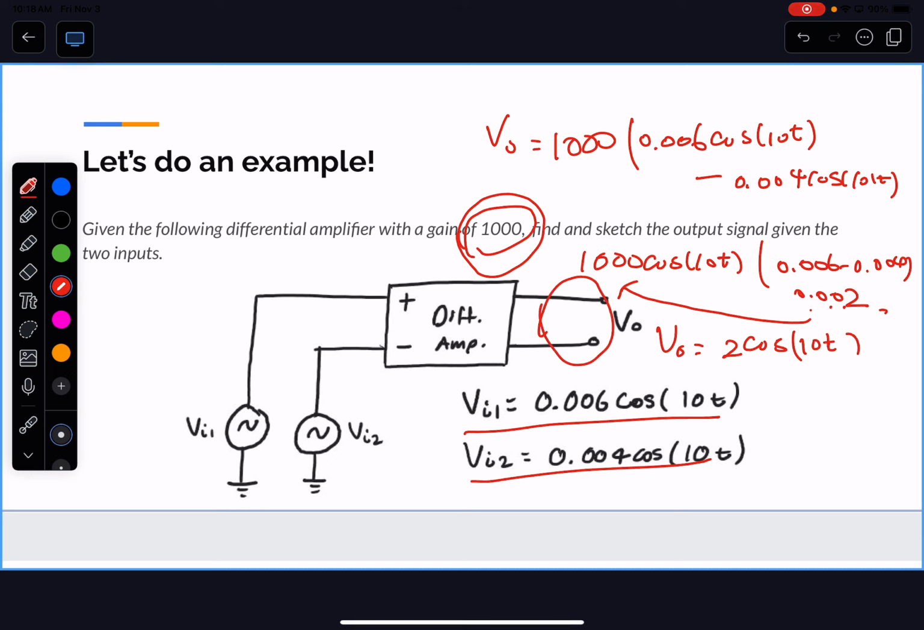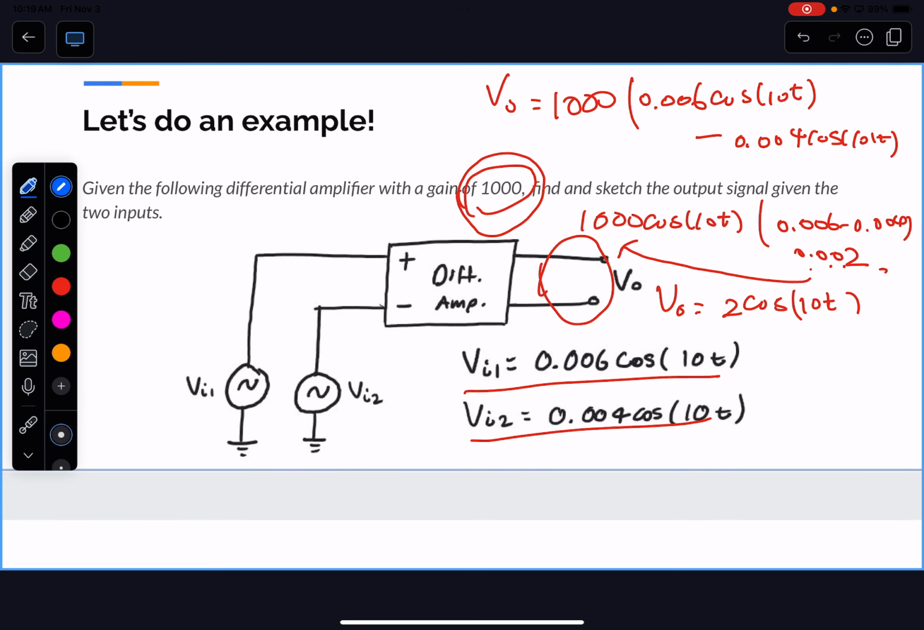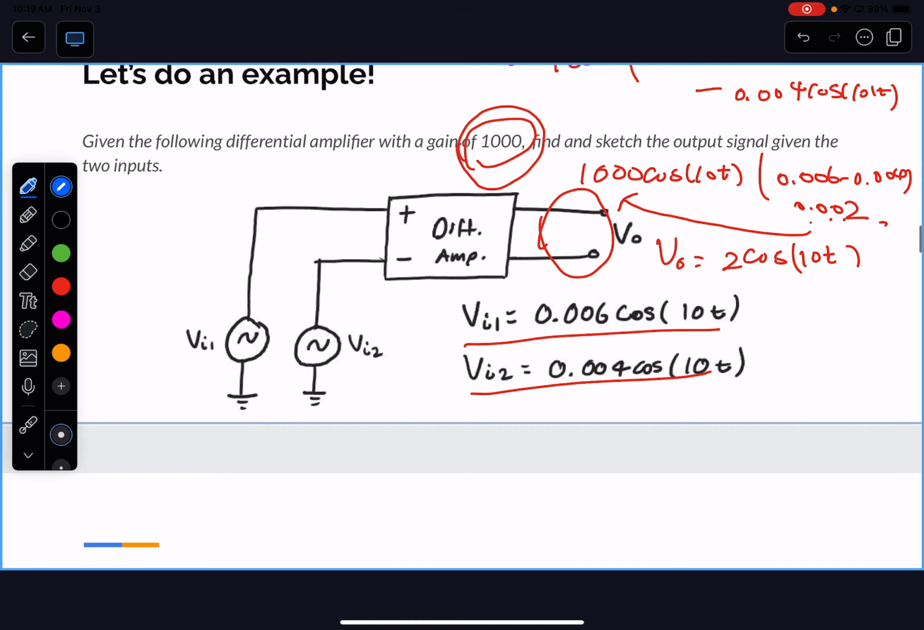You just put in the V1. And you can see how the big picture here is that the difference between these two is like 0.002 cosine 10t. And your output all of a sudden gets you 2 cosine 10t. And it's like you're just basically getting freebie energy out of it, right? But that's not true because your differential amplifier gets energies from somewhere. It has a power source. You need a power source to power it. So you're not getting free energy.